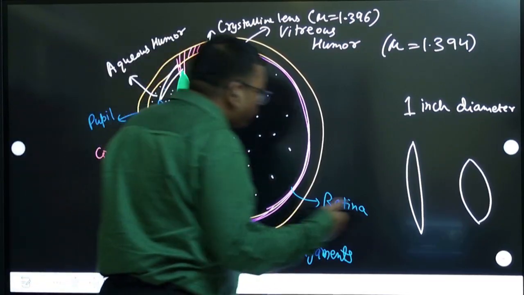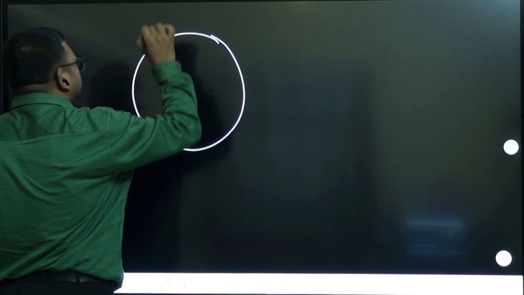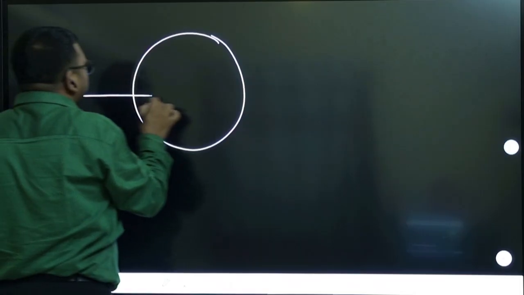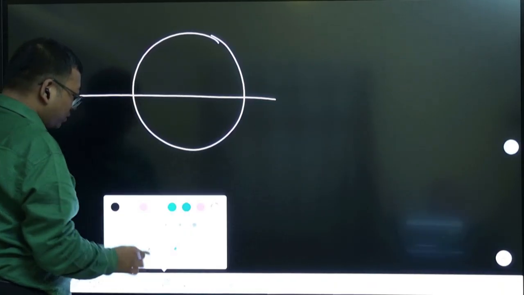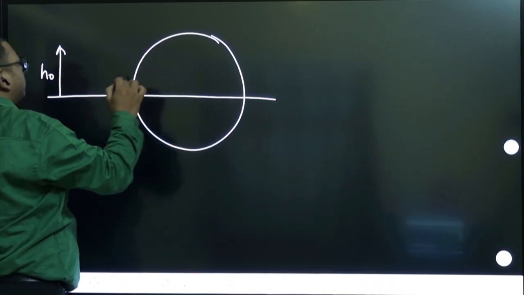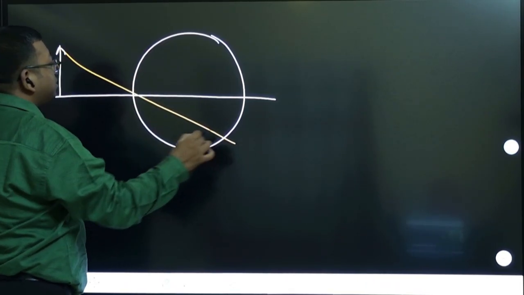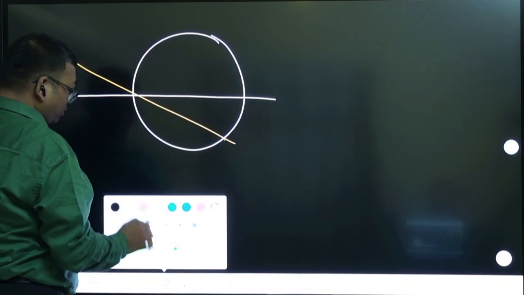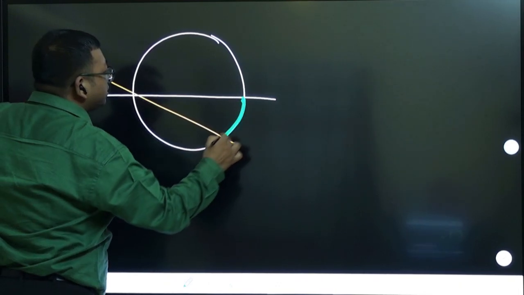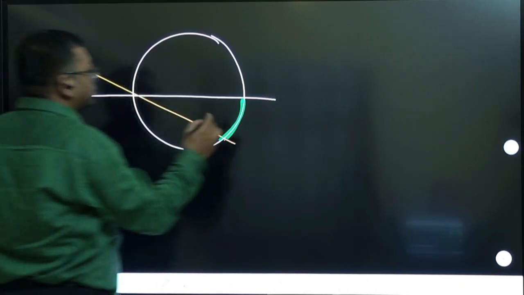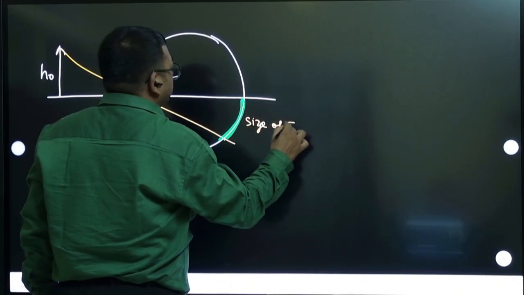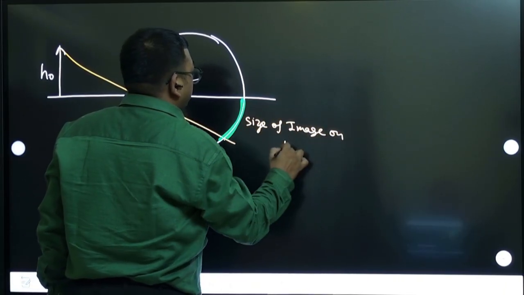This is the human eye. But now, what is very important to note about the human eye is this. Let us consider that the human eye has a spherical shape. And any object you want to see, let us say this is an object of height h naught. When you want to see it, assume the image is forming like this way, and this is the size of the image on the retina.